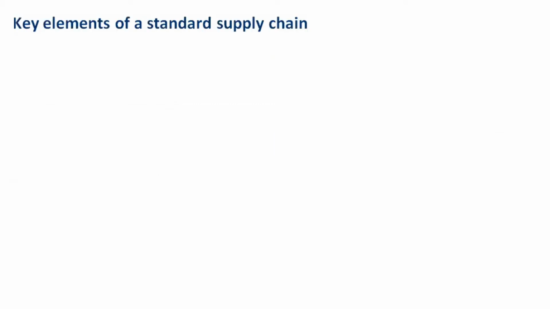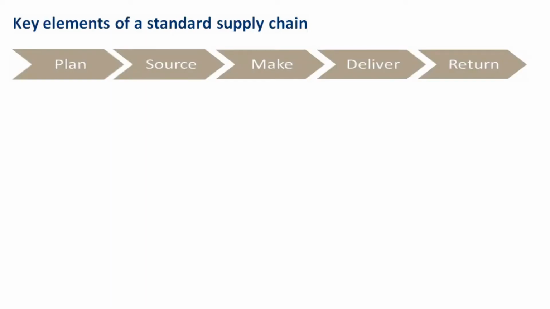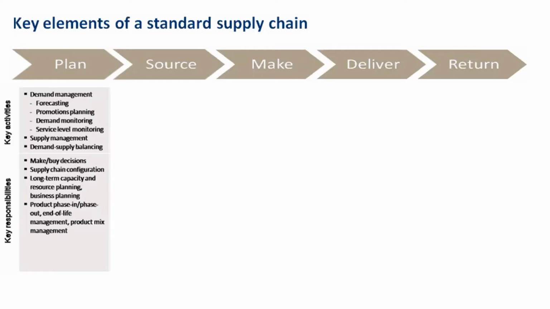Key elements of a standard supply chain. Let's understand this, this is very important. Plan, source, make, deliver, and return. Here we have key activities and key responsibilities. Let's go through each of them. Under plan, a key activity is demand management. Under that, we have forecasting, promotion planning, demand monitoring, service level monitoring. Then we have supply chain management, demand-supply balancing.